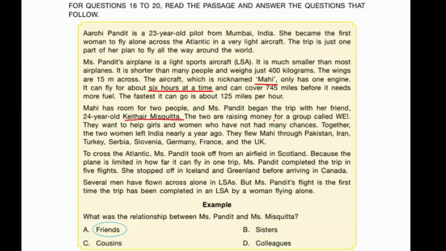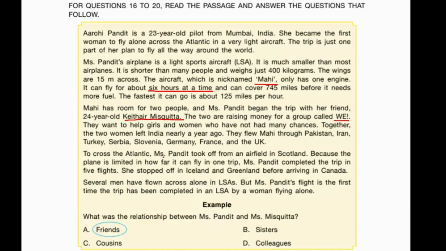The two are raising money for a group called V. It means they are raising money for a charity, and the name of that group is V. Okay, where they want to help girls and women who have not had many chances. Together, the two women left India nearly a year ago. They flew Mahi through Pakistan, Iran, Turkey, Serbia, Slovenia, Germany, France, and the UK.